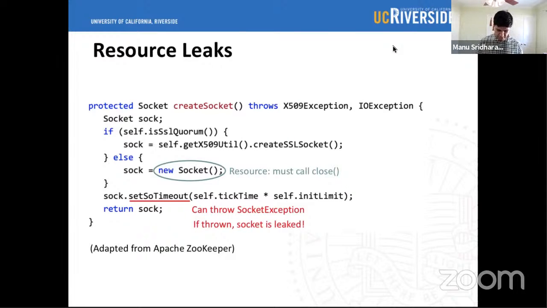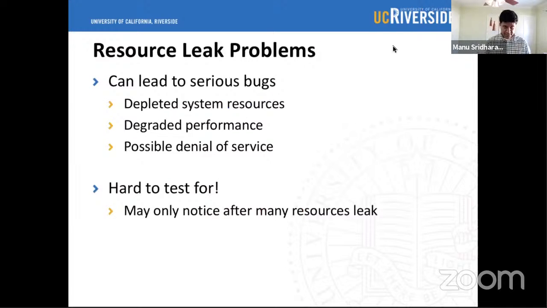And these kind of issues can turn into serious bugs because you can deplete system resources. So maybe even other programs running on the same operating system won't be able to open a socket or a database connection. This can degrade performance. It can even turn into a denial of service attack. If someone knows how to send a request to your system that's going to leak a resource, they can just do it hundreds of times. And this is also really hard to test for, because if you leak 1 socket, maybe you don't notice. But if you leak 10,000 sockets, then you're definitely going to notice. But certainly writing unit tests for that kind of behavior is pretty difficult.